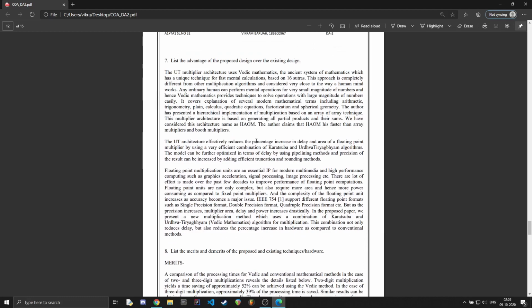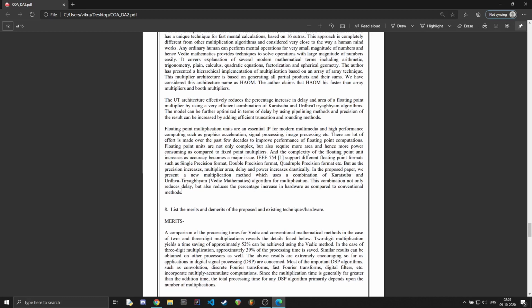Right. Then we have the floating point multiplication units, which are an essential IP for modern multimedia and high performance computing such as graphics, acceleration, signal processing, image processing, etc. So there are a lot of efforts made over the past few decades to improve the performance of floating point computations. Floating point units are not only complex but also require more area and hence more power consuming as compared to fixed point multipliers. That's why our Vedic multiplier suits to be more beneficial for this purpose, because it optimizes the algorithm in such a way that the operations can be done much faster.